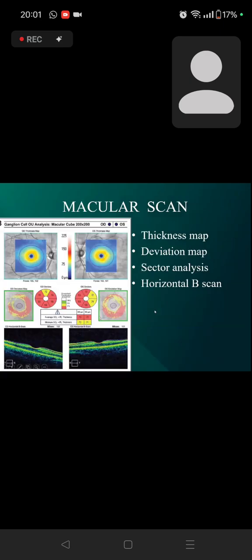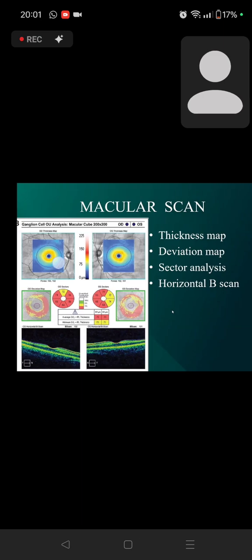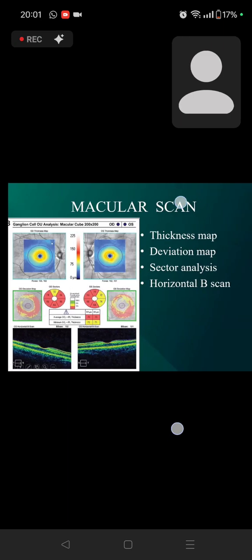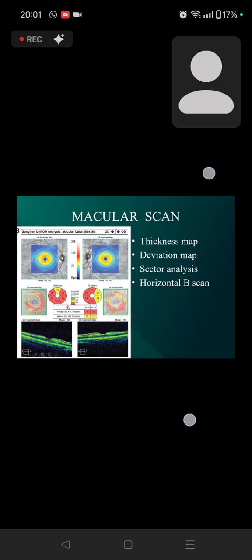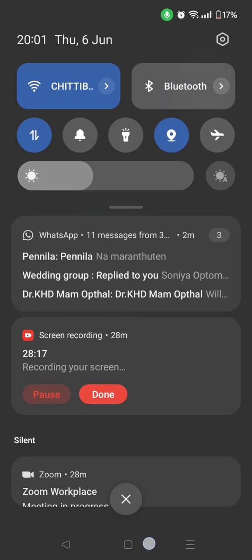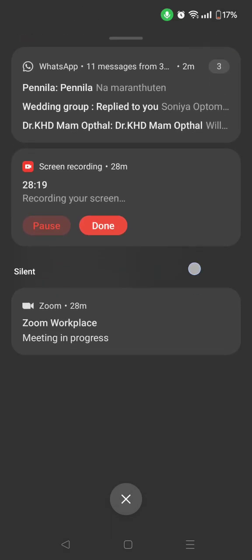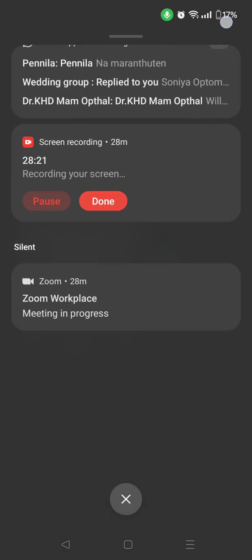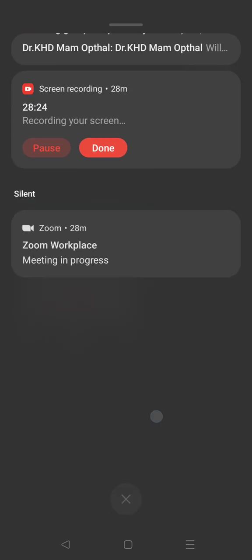Now we come to the last one, that is the macular scan. As I told, in other areas the retinal ganglion cell layer will be one cell thick, but in the macula, the retinal ganglion cell layer will be four layers thick. So what happens in glaucoma? There is a ganglion cell loss. So we are identifying the earlier defects in the macular scan.